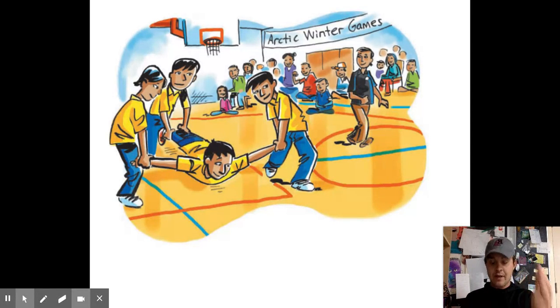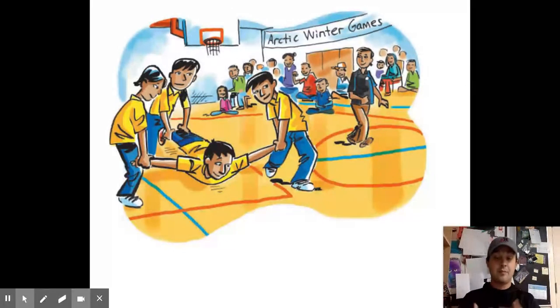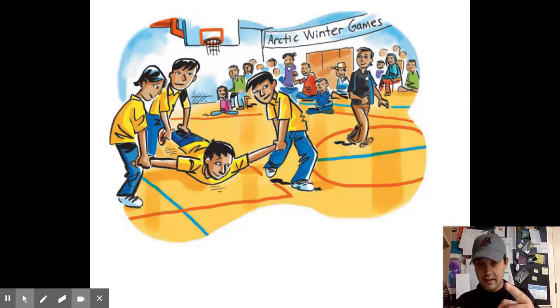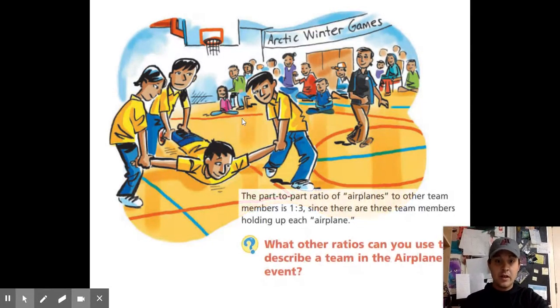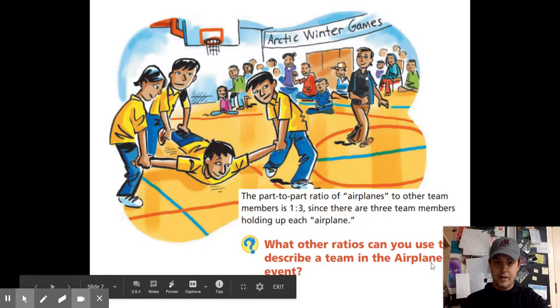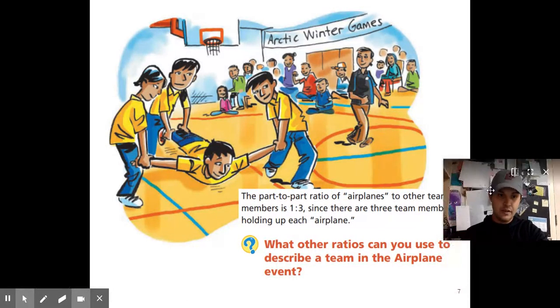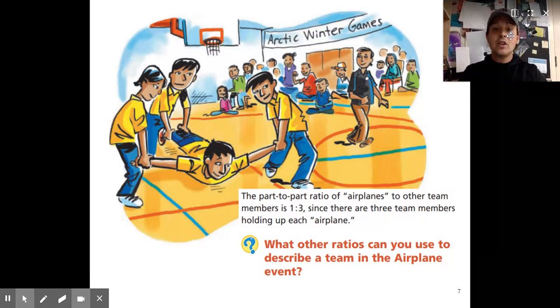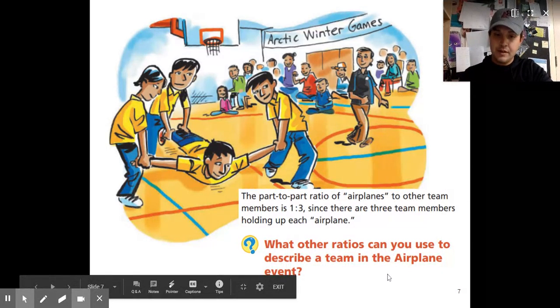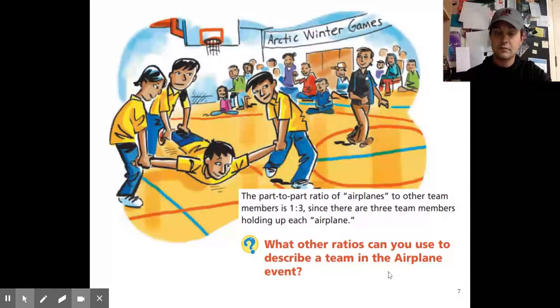So you can use a ratio to compare the number of airplanes to the number of other team members. So the part-to-part ratio of airplanes to team members would be 1 to 3, right? Because that's what it is. Question is, what other ratios can you use? Oh, can I move myself? Oh, look at that. What other ratios can you use to describe a team in the airplane event? Think about that.